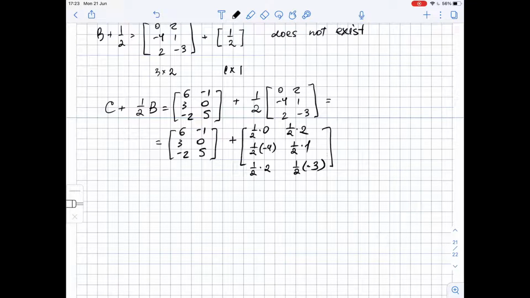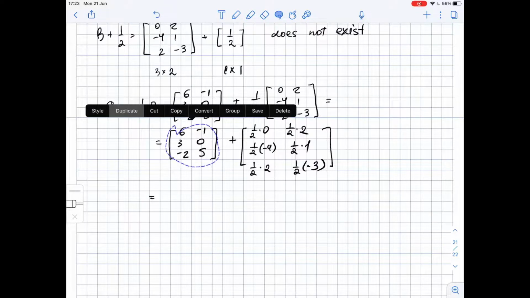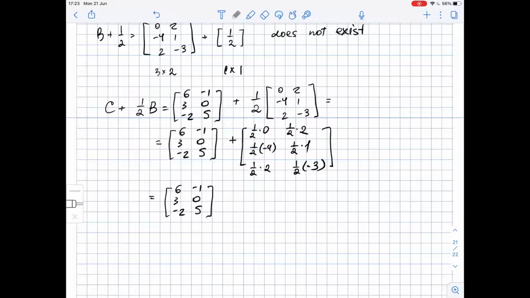Okay, let's do the calculations. Again, matrix C stays the same, while here we have 0, 1, negative 2, 0.5, 1, and negative 1.5.